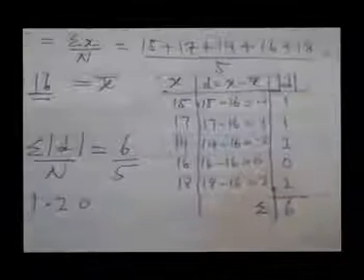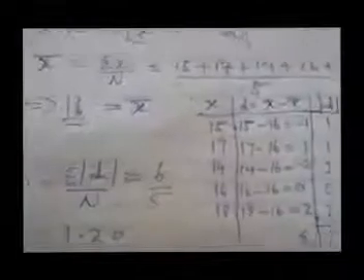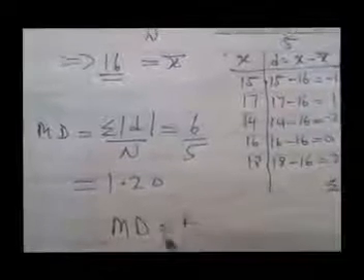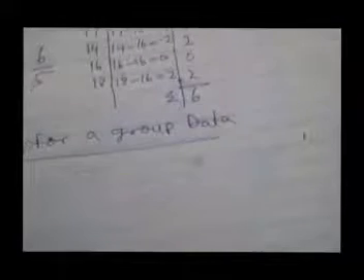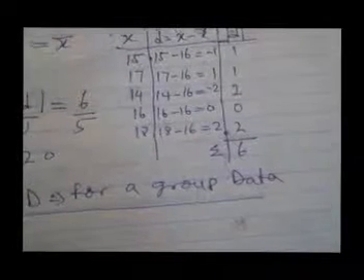So the next thing we are now going to do is to get the mean deviation for a group data. Mean deviation for a group data. What are we actually saying? We saw earlier on how we treated the mean deviation for an ungrouped data.